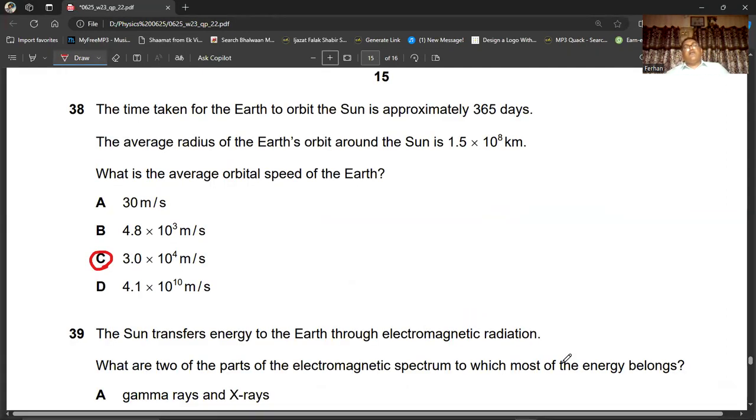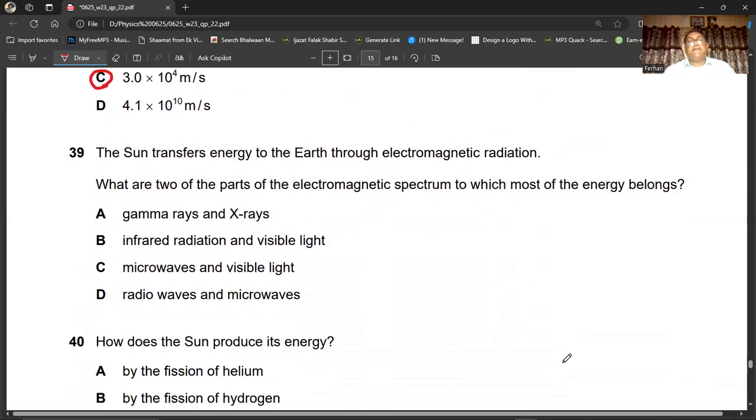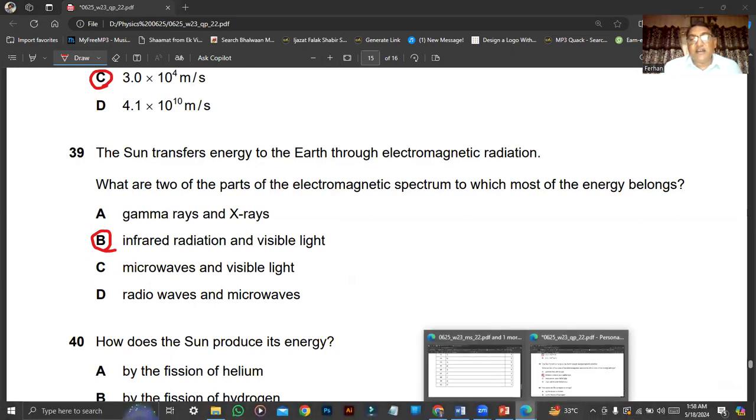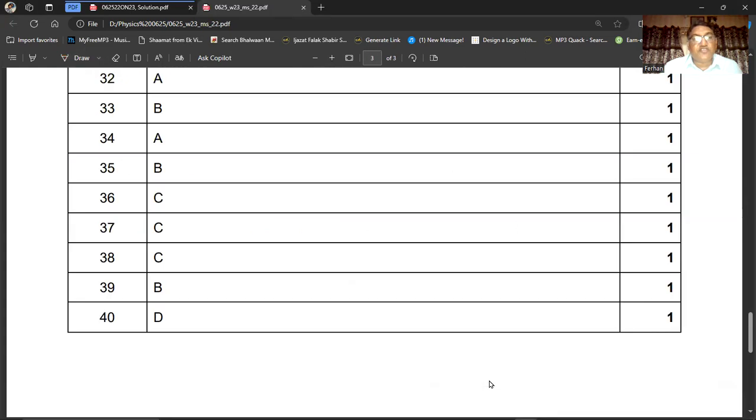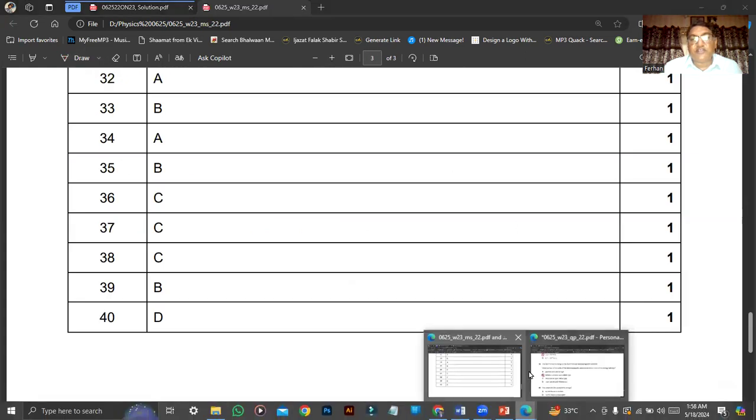Okay, now we are going to do question number 39. He says, the sun transfers energy to the earth through electromagnetic radiation. What are the two parts of the electromagnetic spectrum to which most of the energy belongs? It is infrared and visible light. Straightforward. Infrared and visible light are a very famous fact, frequently asked in papers. 39, I think B is the right option, sir.